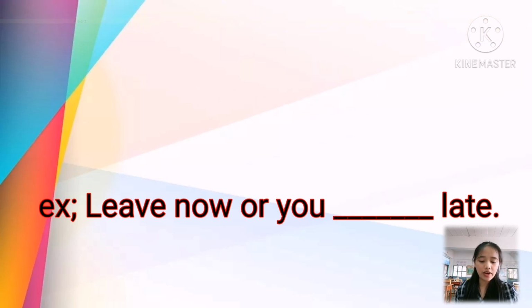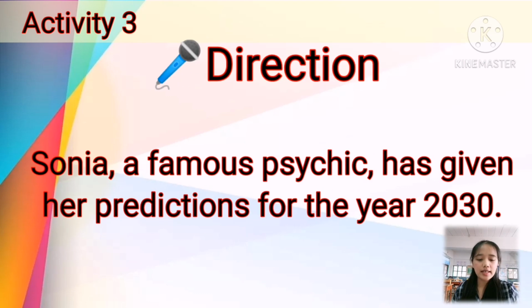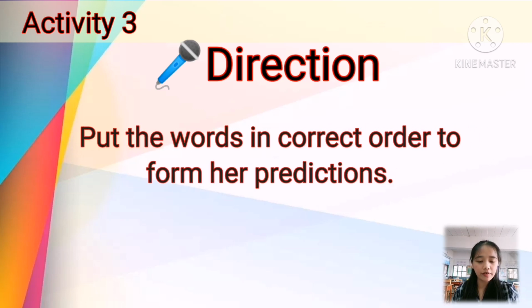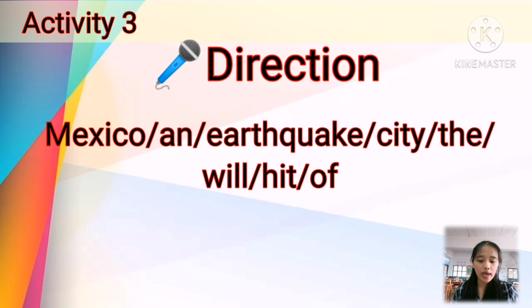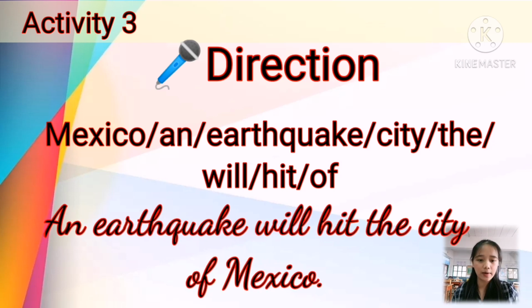Now for activity 3, there is a situation here. I will read: Sonia, a famous psychic, has given her prediction for the year 2030. Put the words in the correct order to form her predictions. For example: Mexico, an earthquake, city, the, will, hit, of. Here, you are going to arrange the words to form a sentence. So what do you think will be the sentence? The answer is: an earthquake will hit the city of Mexico.